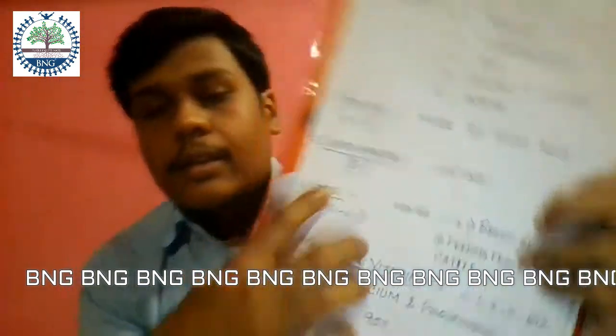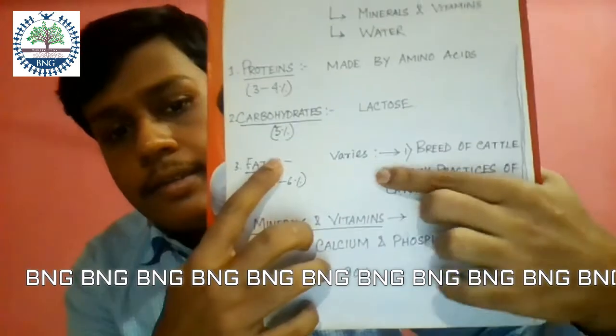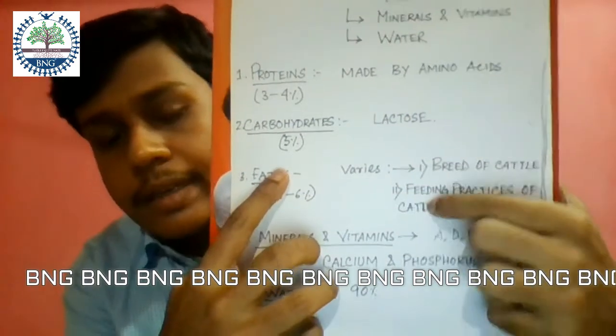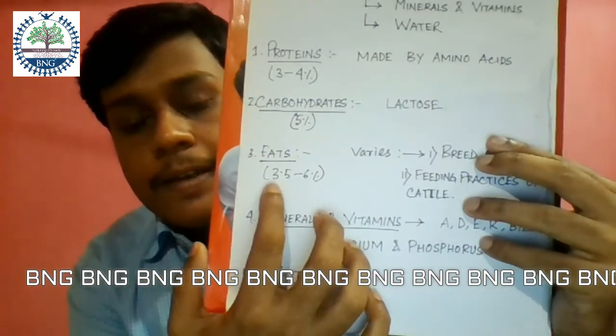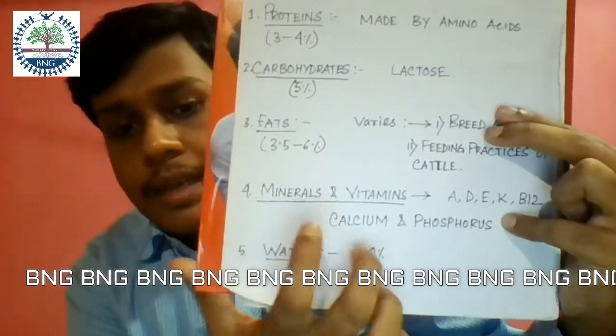Next, fats. Fats vary. It depends upon the feeding practice of the cattle and the breed of the cattle. Cattle means the animals by which milk is produced. So fat varies depending on the breed and the feeding practice of the cattle, between 3.5 and 6%. Next, minerals and vitamins.